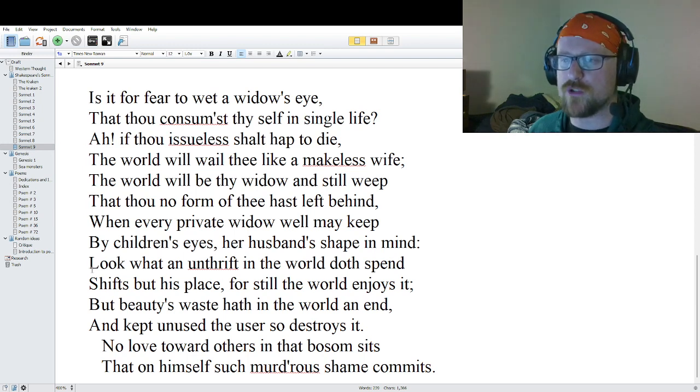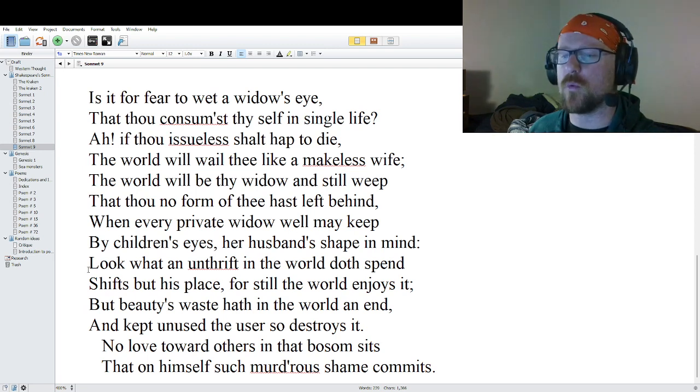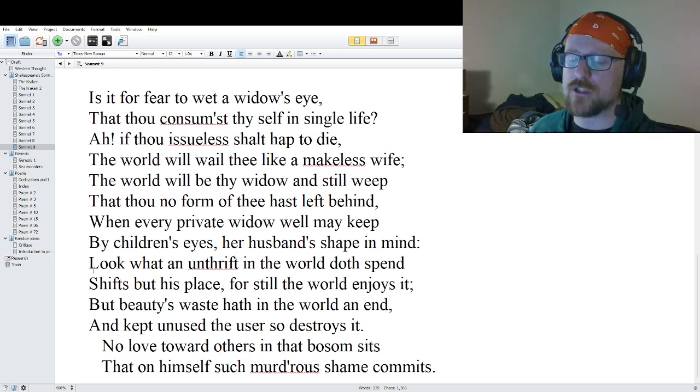Is it for fear to wet a widow's eye that thou consumest thyself in single life? If thou issueless shalt hap to die, the world will wail thee like a makeless wife. The world will be thy widow and still weep that thou no form of thee hast left behind. When every private widow well may keep by children's eyes her husband's shape in mind.